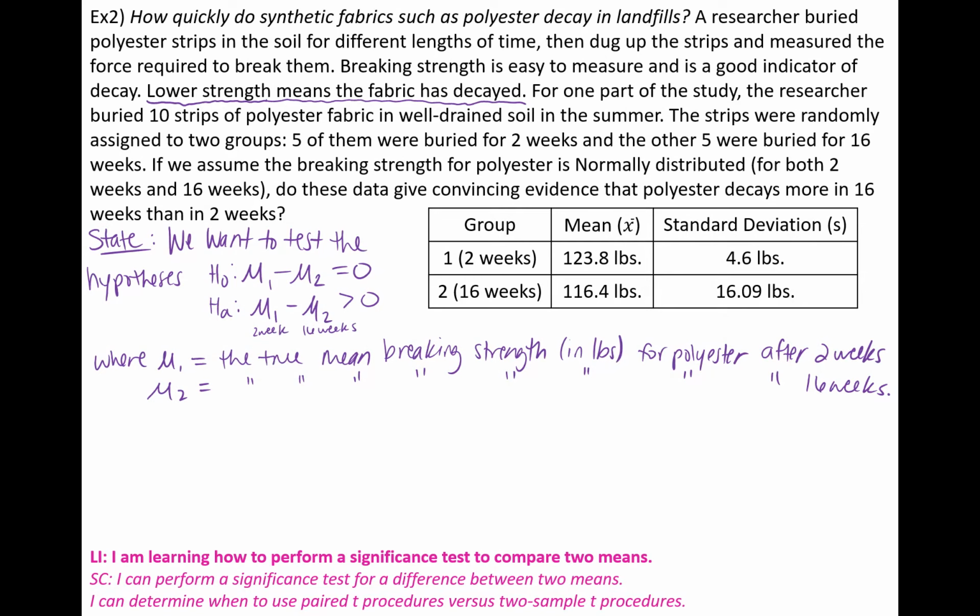All right, so now the last thing, we're missing one more thing for our state step. We said we want to test hypotheses. We said the hypotheses. We have now listed out our definitions. The last thing that we need to do is make sure to include our significance level. And so I'm going to say we weren't given one, so we're going to default to alpha equals 0.05 significance level. Cool. Then let's get into our plan.